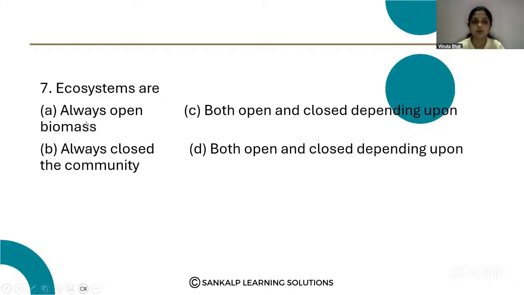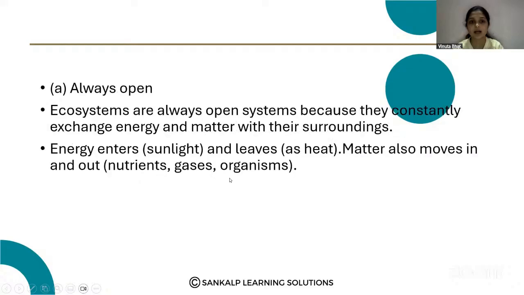Ecosystems are: option A, always open; option B, both open and closed depending upon the biomass; option C, always closed; option D, both open and closed depending upon the community. So here, are the ecosystems open, always open, or closed? No, the ecosystems are always open.